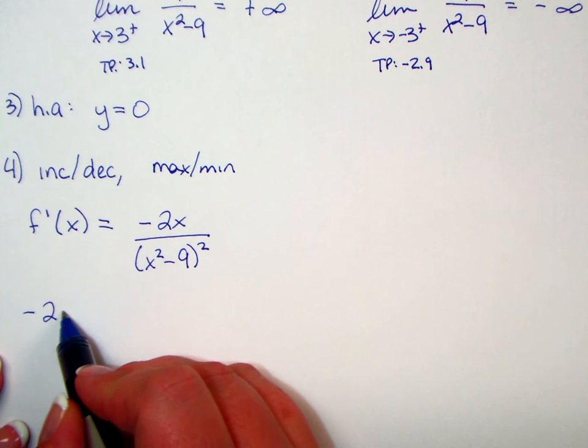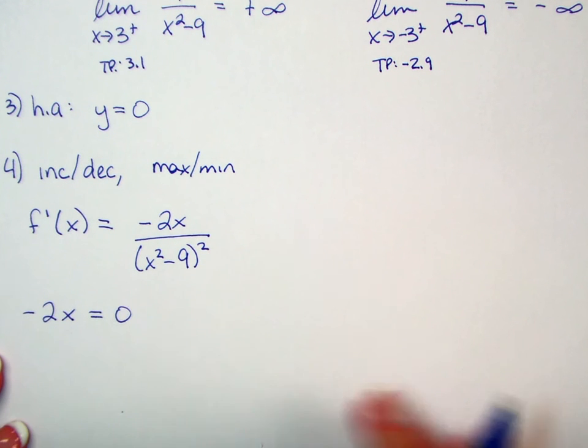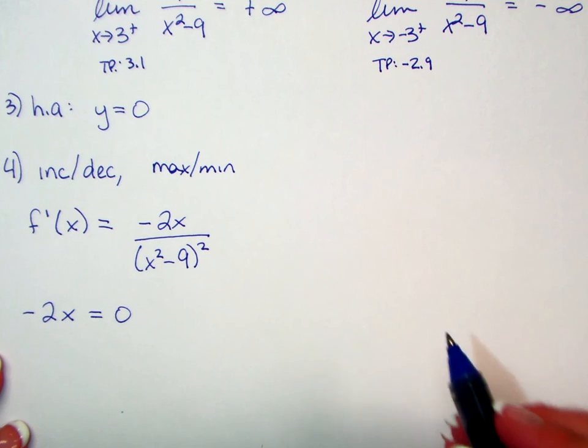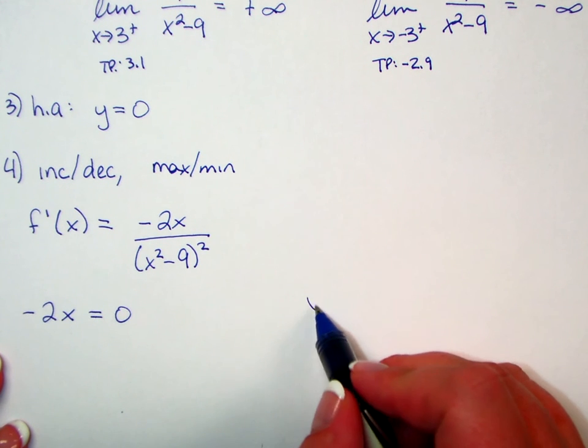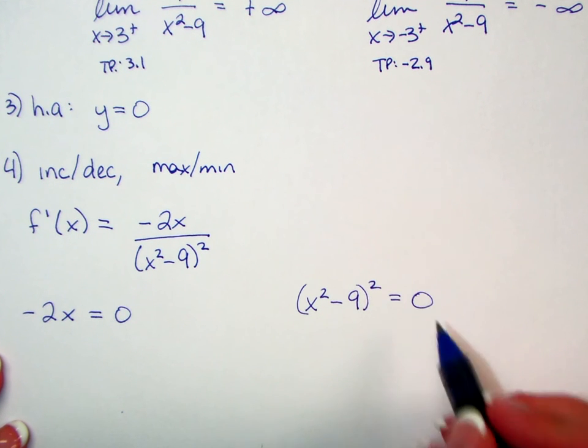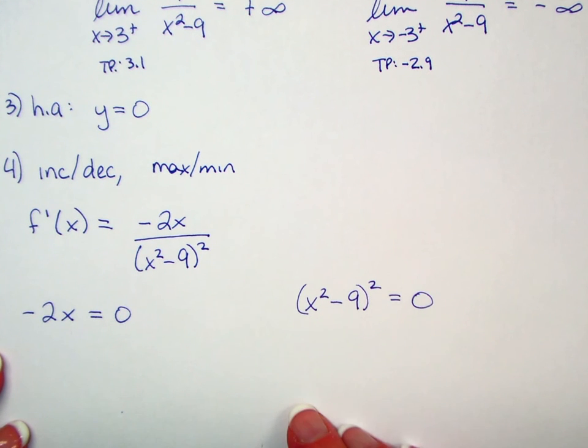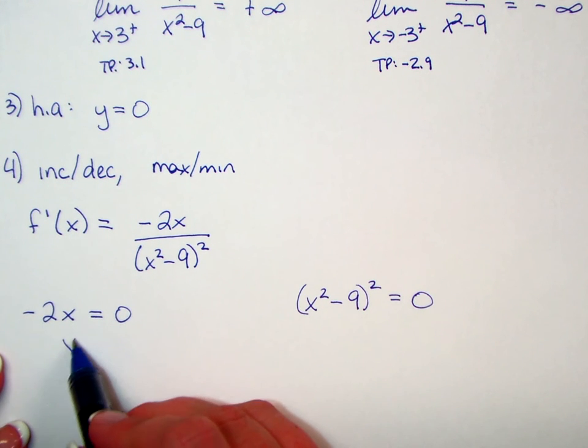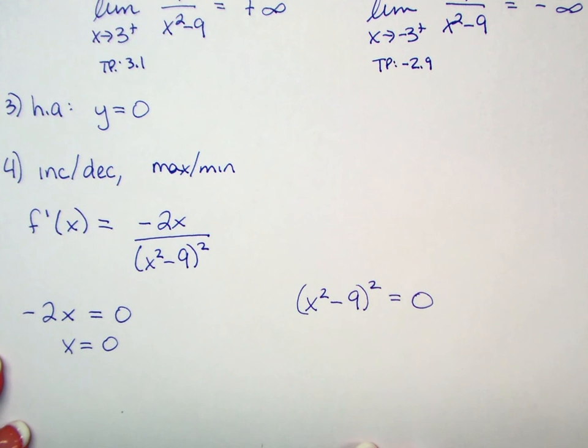So I'm just going to take the numerator, set it equal to 0 to find those critical numbers. And then I'm also going to take the denominator and set it equal to 0 to find the critical numbers where it doesn't exist. So I'm going to get a critical number at 0 here by dividing both sides by negative 2. And then here, we'll square root it.